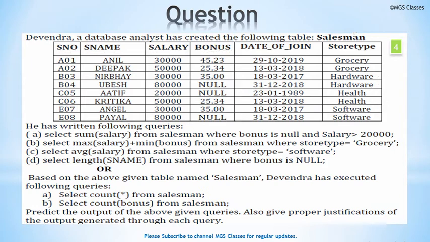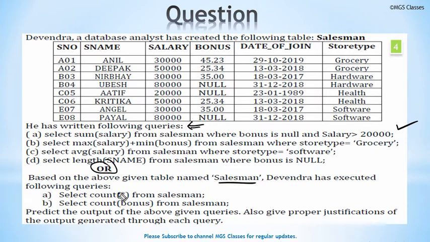Now we will look at the question. He has written the following queries. You need to find out the output of these queries. In the internal choice based question, it has 2 queries based on the above given table named salesman.